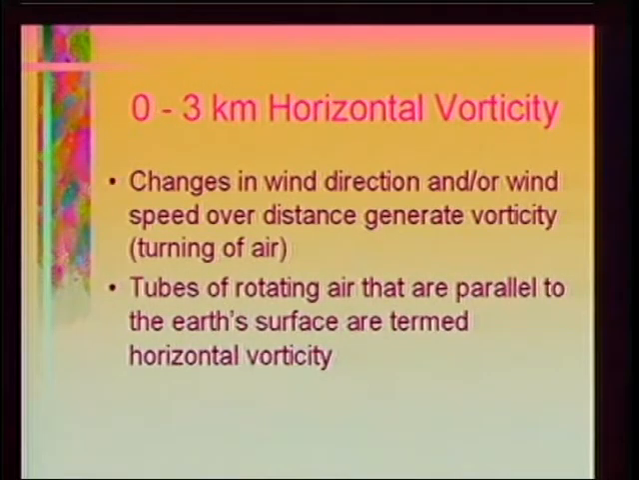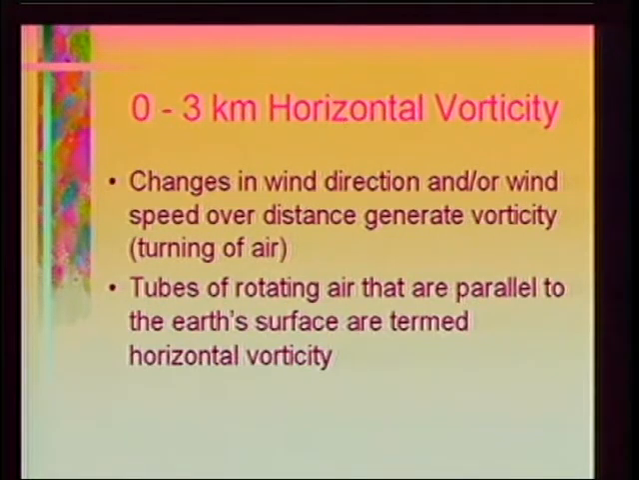Look at 0 to 3 kilometer horizontal vorticity. Changes in wind direction and wind speed over distance generate vorticity. Now we've discussed in other courses vorticity on the 700 millibar panel and assessing where there's positive vorticity advection, negative vorticity advection. This is actual vorticity that occurs from a turning of the wind in the lowest 0 to 3 kilometers of the troposphere.